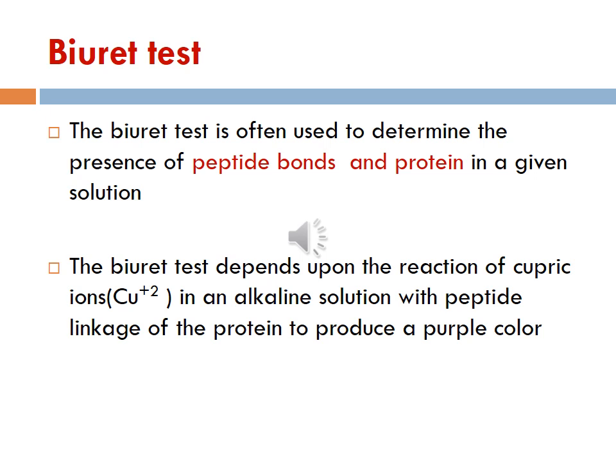A Biuret test is a test to determine the presence of this peptide bond. At least two peptide bonds are required for the test to be positive. In this test, the peptide bonds react with a copper ion in alkaline conditions to give us a purple or violet color.